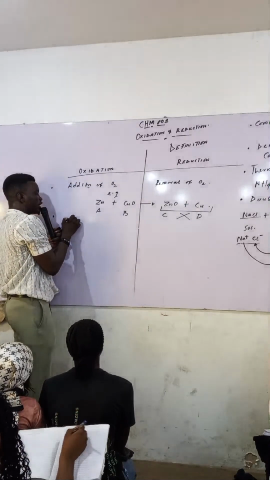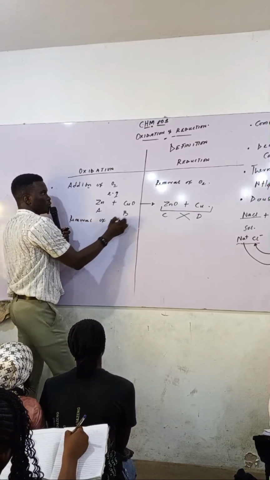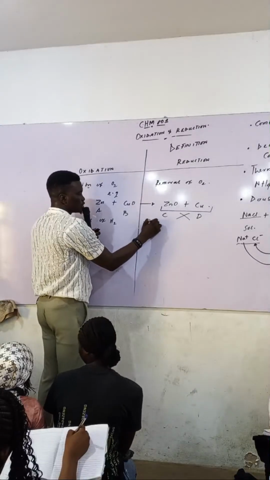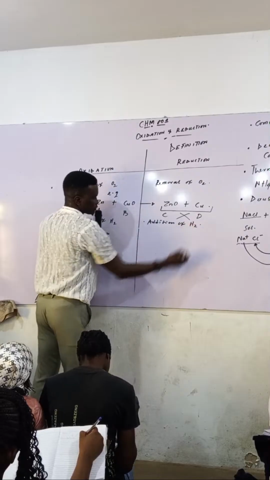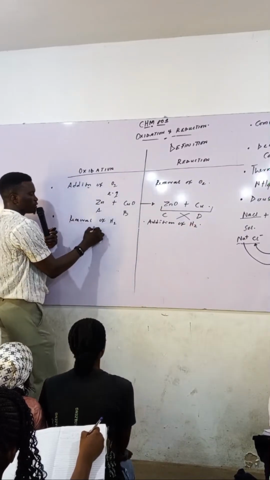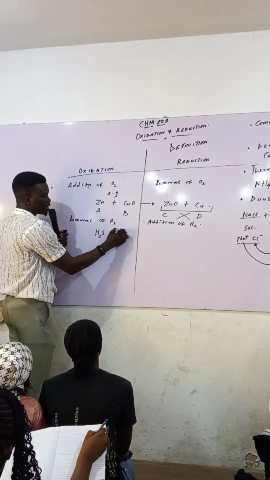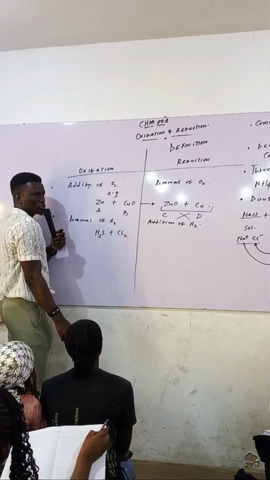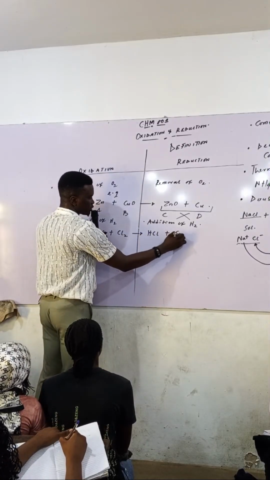Next, removal of hydrogen is oxidation, while reduction is addition of hydrogen. Addition of hydrogen. So now, let's say you have H2S reacting with Cl2. This compound gives you HCl plus sulfur.